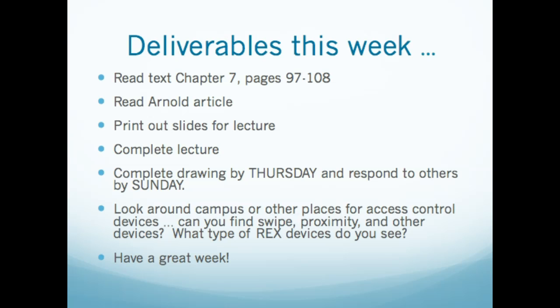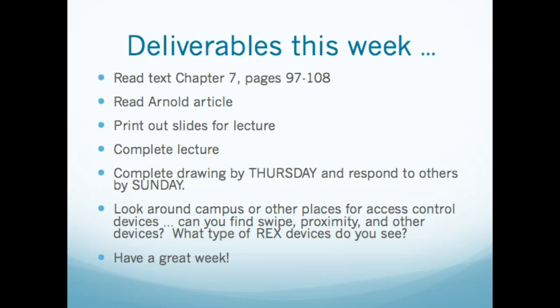I also want you to look around. I know that people aren't really traveling much now, but look around campus, look around other places that you may go if you're not on campus, and look for access control devices. See if you can find different types. Are they swipe? Are they proximity? How do people get into these places? What's your thought about that?